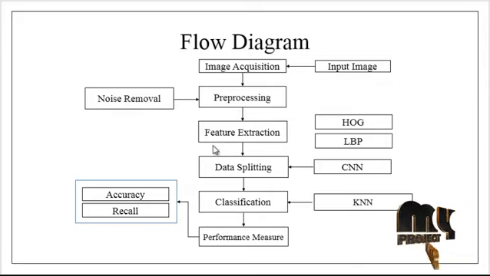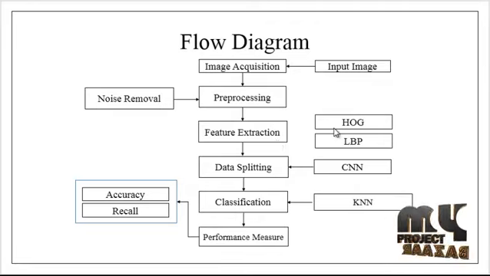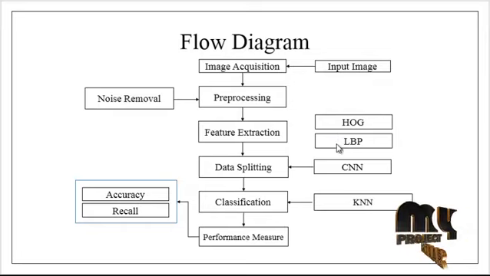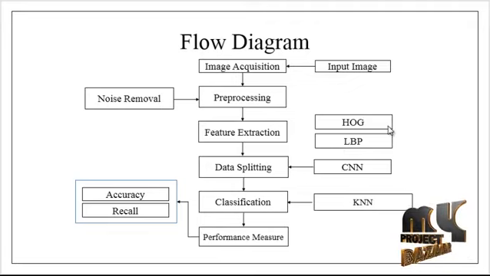After the noise removal, we move on to the third stage of the project, that is feature extraction. In this feature extraction, we have two kinds of feature extraction algorithms, HOG and LBP. HOG is abbreviated as histogram of oriented gradients. LBP is abbreviated as local binary patterns. The HOG feature is used to extract color based features. The LBP feature is used to extract pattern based features.